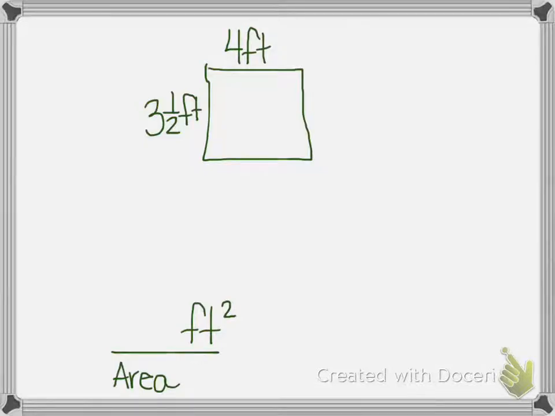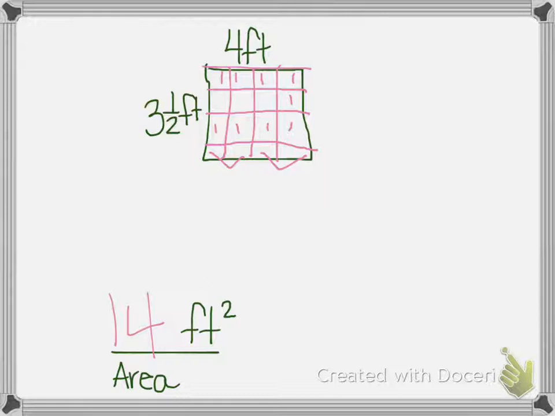Number 1 says find the area of the rectangle below. So the top is 4 feet, and going the length is 3.5. So here's 1/2 and 1/2. Here's 1/2 and 1/2. So that's 2, 3, 4, 5, 6, 7, 8, 9, 10, 11, 12, 13, 14. 14 feet squared.